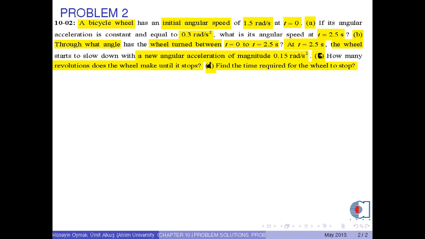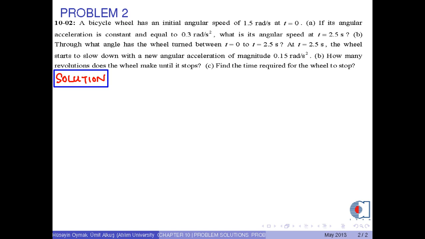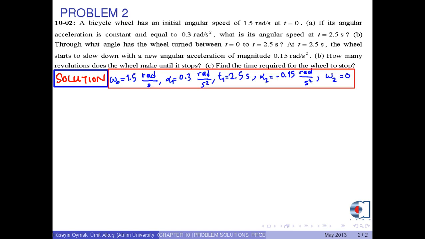First, we write the given quantities in SI units as follows. Where omega 0 is the initial angular speed, alpha 1 is the first angular acceleration, and t1 is the time when the wheel starts to slow down, alpha 2 equals minus 0.15 radians per second squared, and final angular speed, say omega 2 equals 0 since it stops.